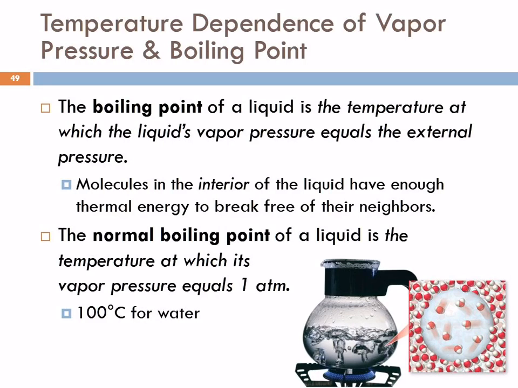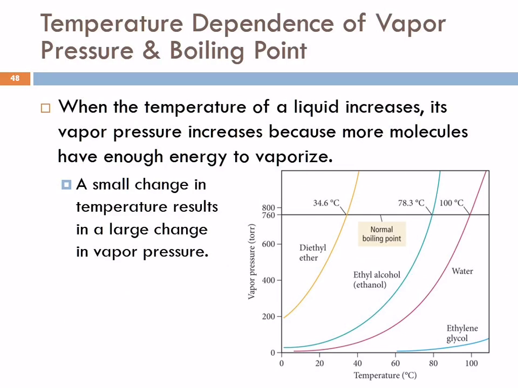When a substance boils, we've increased the temperature to the point where the vapor pressure equals the external pressure. Let's go back to this graph for a minute. At 100 degrees Celsius, the vapor pressure of water is 760 torr. That's atmospheric pressure.